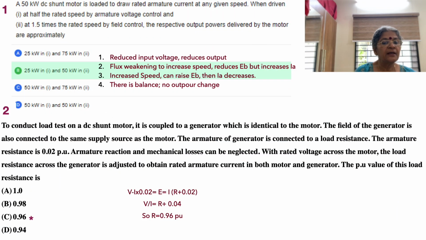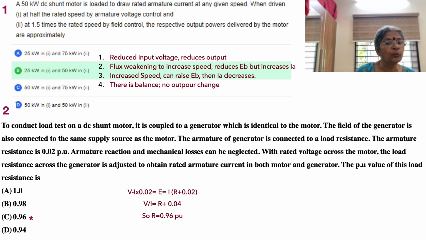The first question: the 50 kilowatt DC shunt motor. It is loaded to draw rated armature current at any given speed, so it will draw the same current at any speed, and that happens to be the rated armature current, when driven at half the rated speed by armature voltage control. So what are we doing? We are reducing the voltage such that it can run at half the rated speed. So the input is reduced, and if the input is reduced, the output automatically will be reduced.